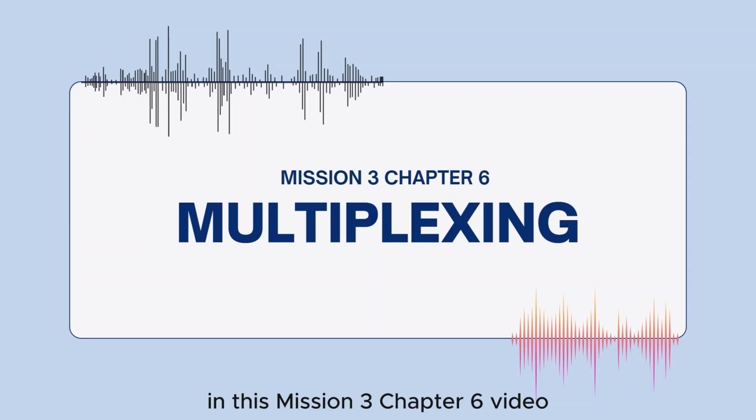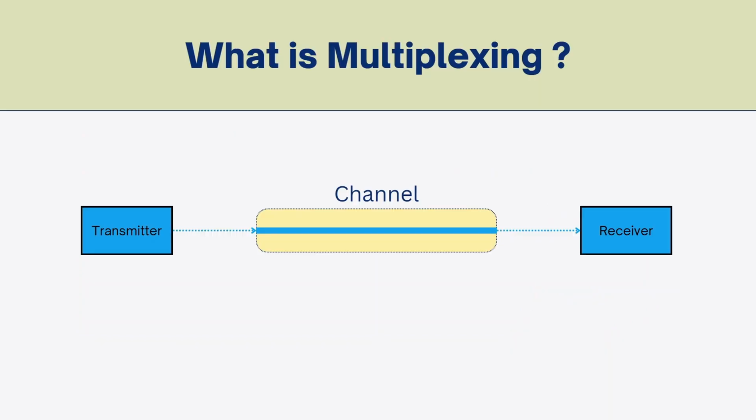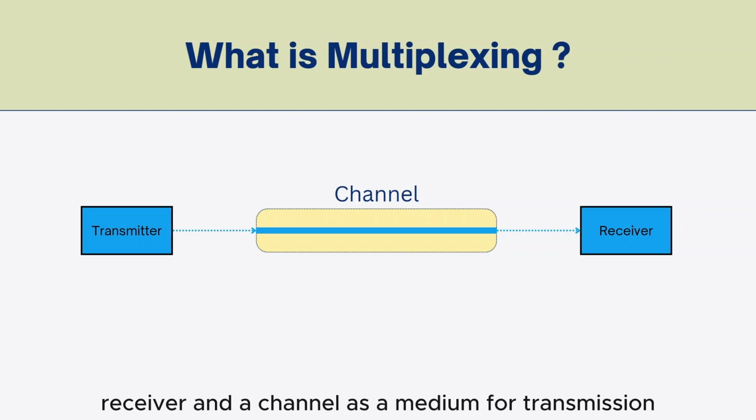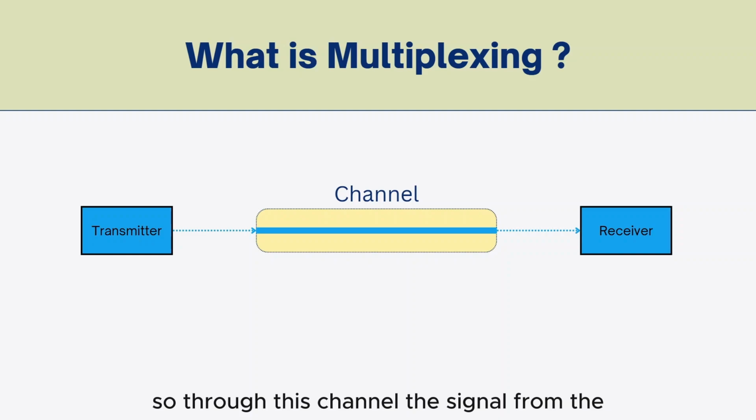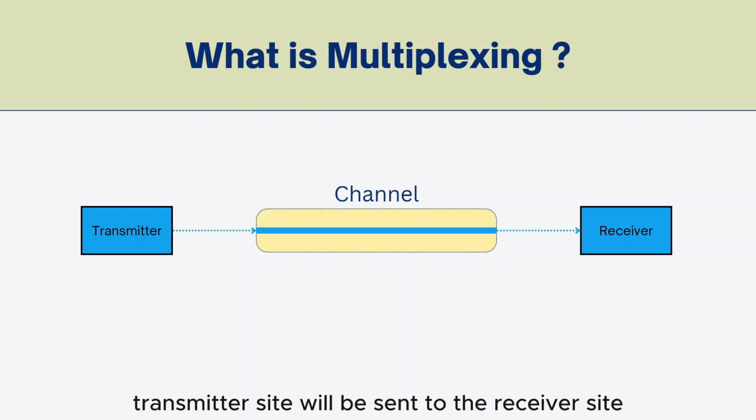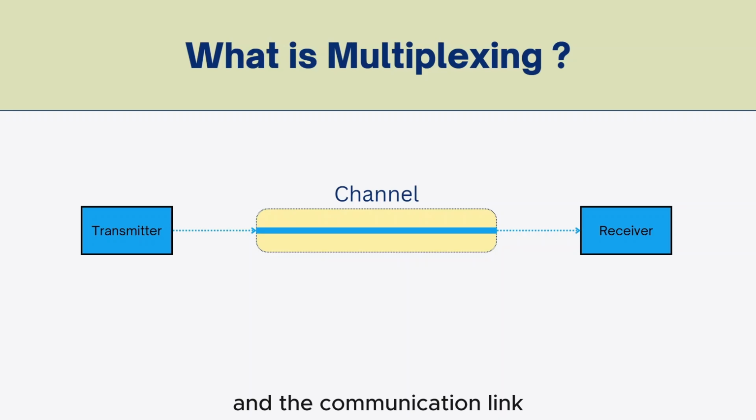In this Mission 3 Chapter 6 video, we will learn what multiplexing is. This is a typical communication link, which consists of a transmitter, a receiver, and a channel as a medium for transmission. Through this channel, the signal from the transmitter side will be sent to the receiver side. The channel in the communication link can be wire or wireless.